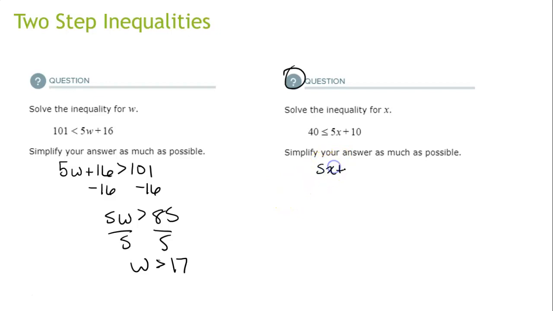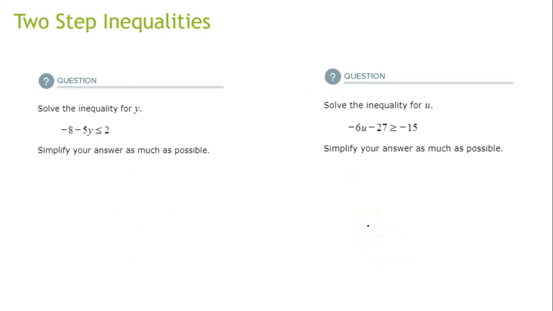You should have started by flipping this over and then also flipping over the crocodile mouth. We're going to subtract 10 from each side, so 5x is greater than or equal to 30. Divide both sides by 5, and so x is greater than or equal to 6. Watch your negatives here.